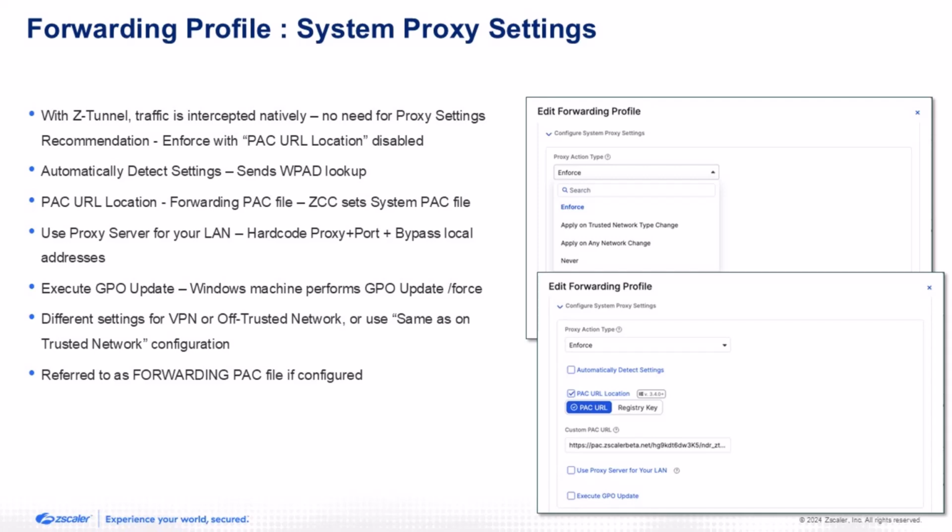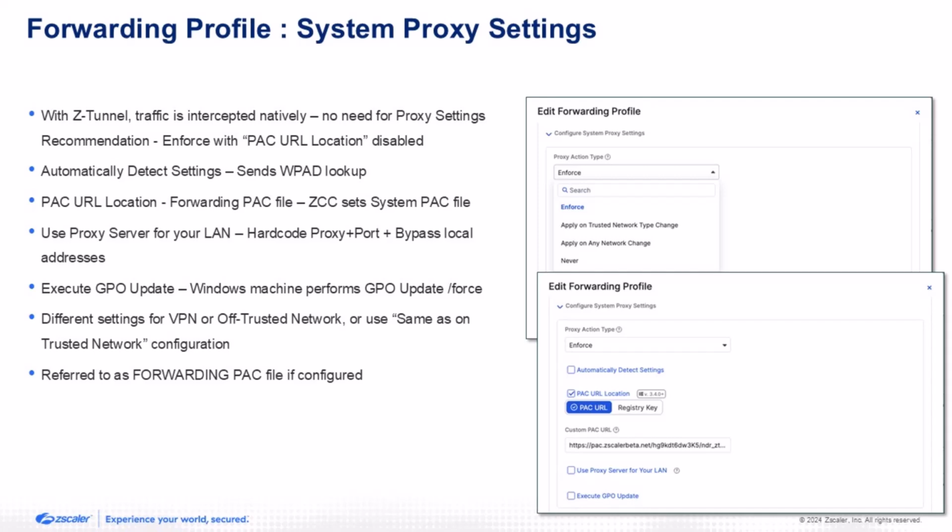So Zscaler Client Connector sets that system PAC file to download and run through that PAC file configuration for traffic to be explicitly proxied to a proxy server. Use proxy server for the LAN is a hard-coded proxy and port, so an IP address and a port, or an FQDN and a port, with the ability to bypass local addresses. A local address is something that is non-fully qualified. Execute GPO update means that when we move into this policy, the Windows machine will run a gpupdate /force, which basically could go and pull down the GPO object, which sets the proxy settings on the machine.